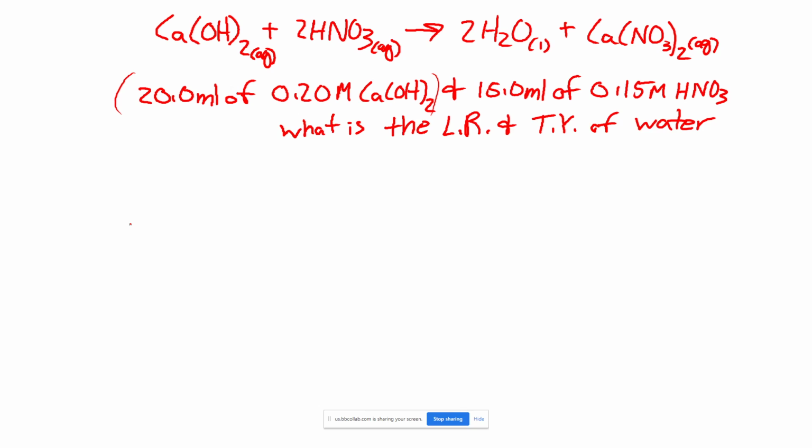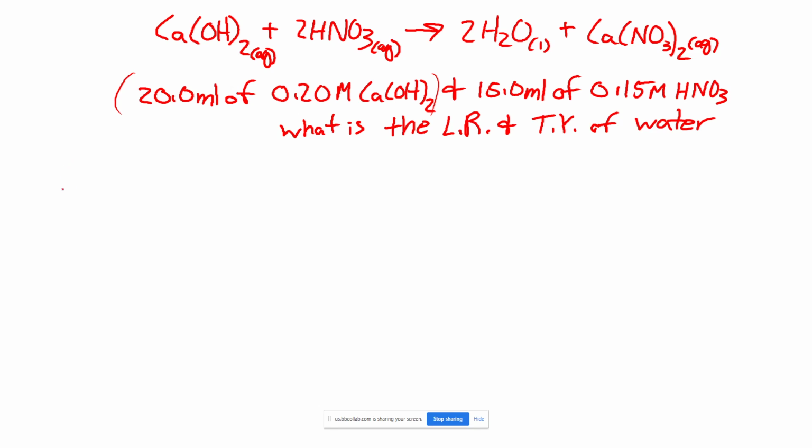So what we're going to do here is we're going to have two separate conversions that take place. We're going to figure out, given this amount of calcium hydroxide, how much water is made, and given this much HNO3, nitric acid, how much water is made. And whichever one is less, whichever one is smaller, that will give us the theoretical yield.